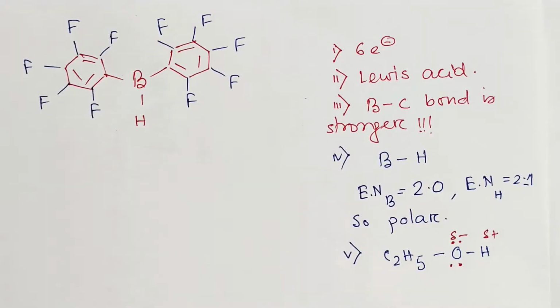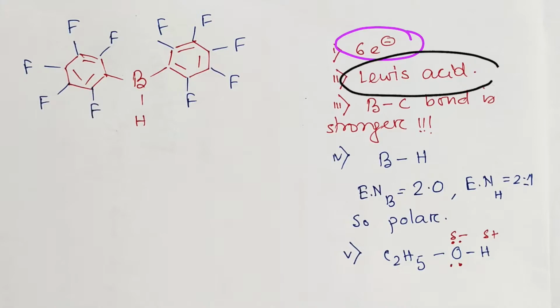So let's start. Now, if you look at this molecule, this boron is actually a 6 electron species. Consequently, it prefers to fulfill its octet by taking 2 electrons, and that's why it can behave as a Lewis acid. And in this case, this B-C bond is stronger. Why is this stronger? You can understand this phenomenon by one canonical form.